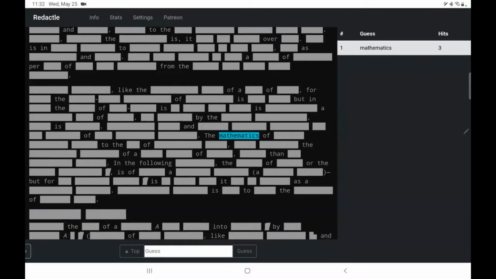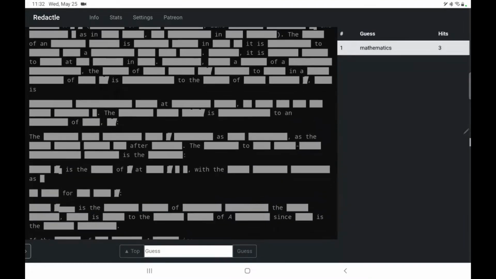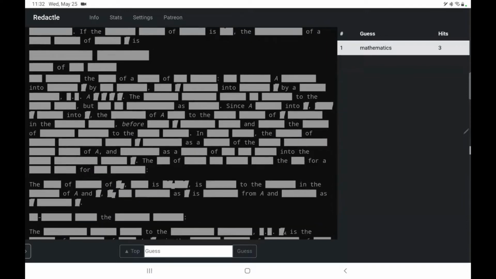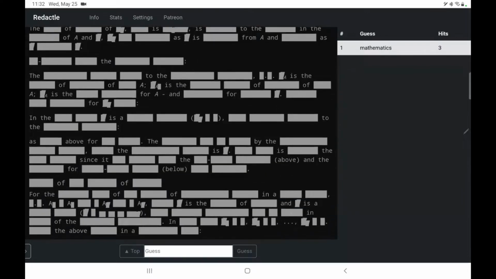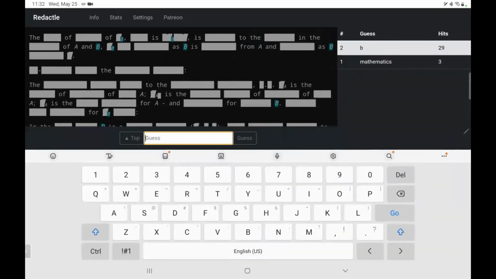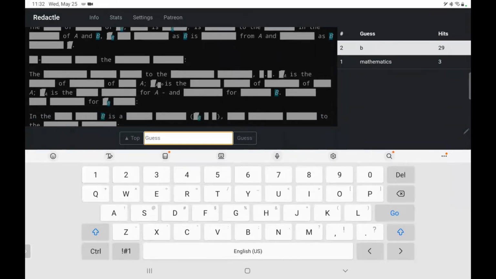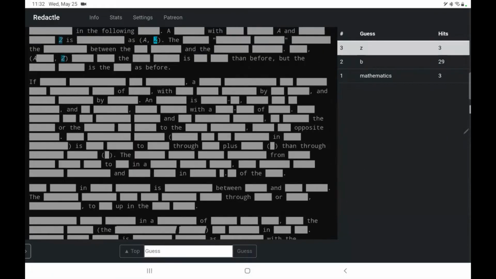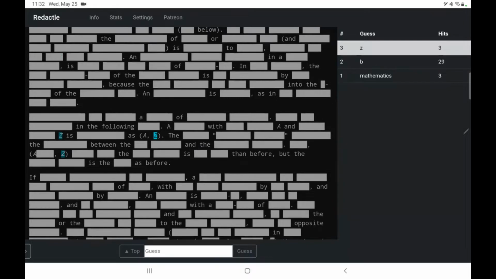Okay, so it may not be completely mathematical. Not easy for an Irish person to say. But this is interesting here. It looks like there's some subscript. I'm just going to check for the letter B, yeah, so 29, but not the other subscript. Let's try Z, 3 hits on Z. Okay, so that was in the parentheses, A comma Z.